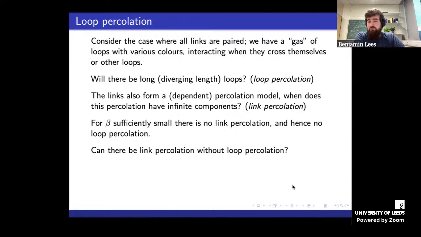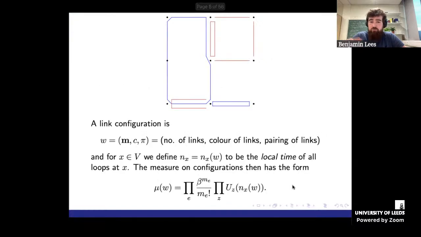Does this percolation, or is there percolation here? Do we have an infinite component? And this we'll call link percolation. So if beta is very small, for example, and the vertex weight u_z is not too unreasonable, say it's decreasing in the local time, then for beta very small, there won't be link percolation because it gets very hard to place links. And hence there can't be loop percolation because the loops live on top of the link structure.